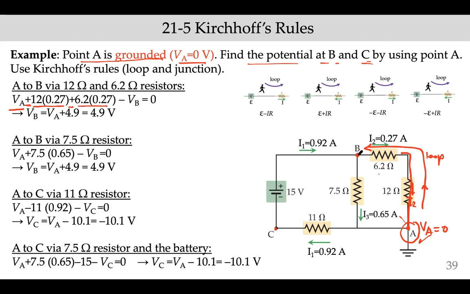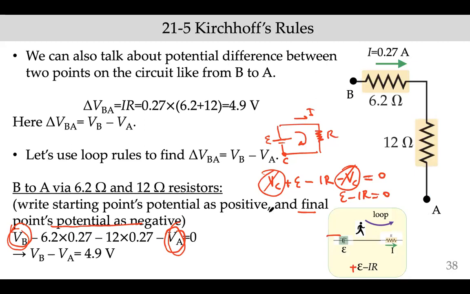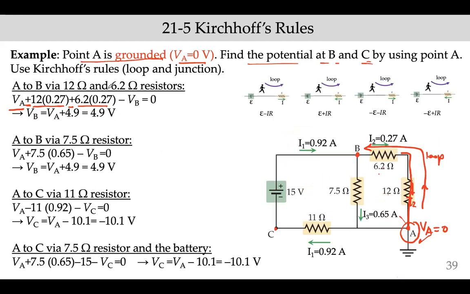And then finally, we come to point B. Remember the rule: write the final point's potential as negative. So we write the final point as negative VB. And finally, we equate this equation to 0. Now, if you solve for VB, what you find is that these two make 4.9, and VA is 0 because it's grounded to the earth. So VA is 0, and then it turns out VB is 4.9 volts.